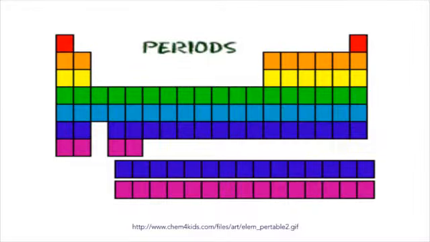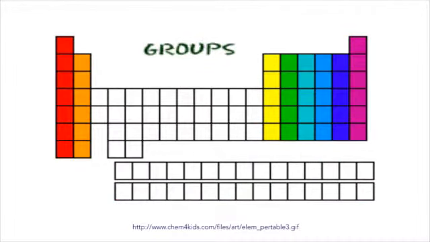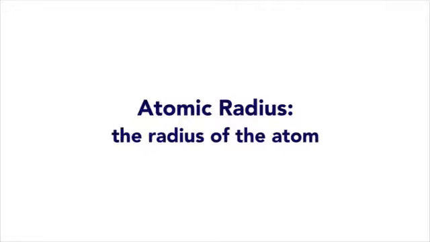All right, let's do a quick review. You've got your periods and you've got your groups. Periods run left and right across the table. Groups are columns that run up and down. Got it? Cool. All right, now we're ready to set some trends. The first trend we're going to look at is atomic radius.